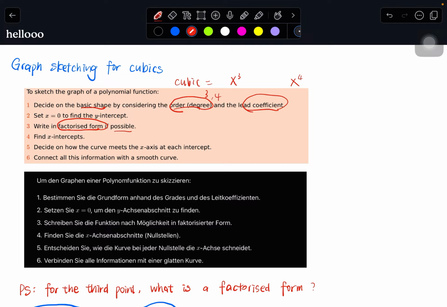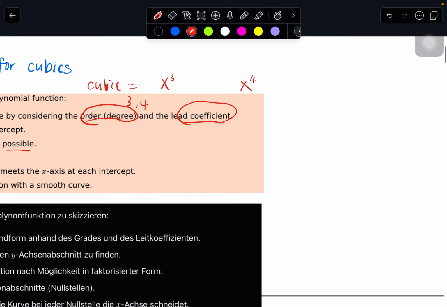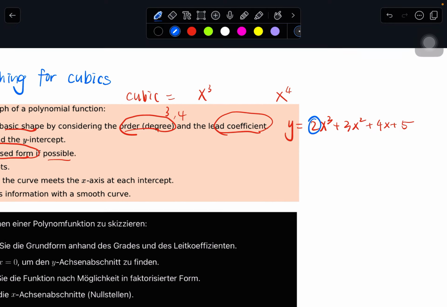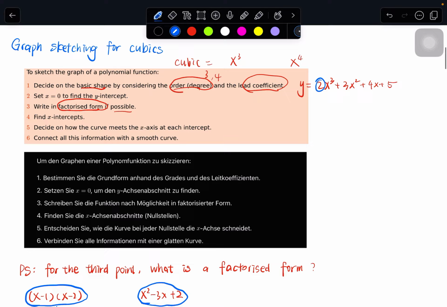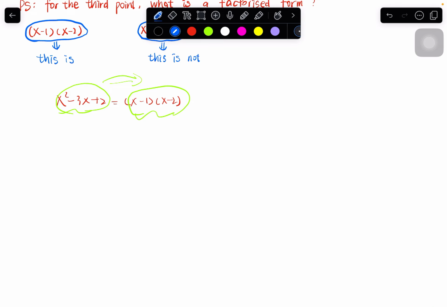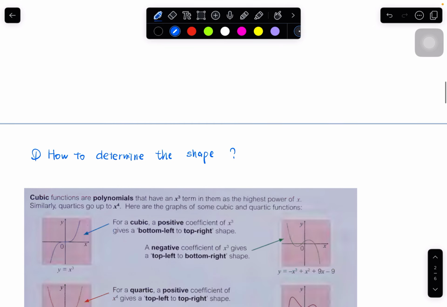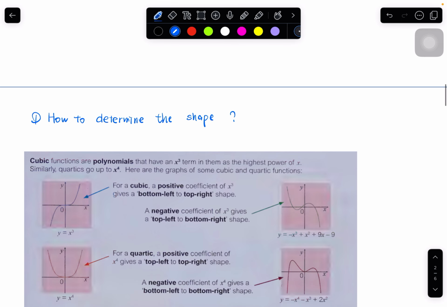And what is the leading coefficient? Say for example, we have a cubic function 2x cubed plus 3x squared plus 4x plus 5. Just a random function, and the leading coefficient is 2. The leading coefficient is the coefficient of the highest power of x. So, I already defined something. I think you may also have similar definitions in German, but I don't know them, so I have to talk in English.